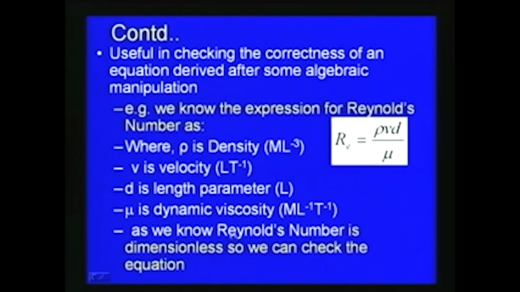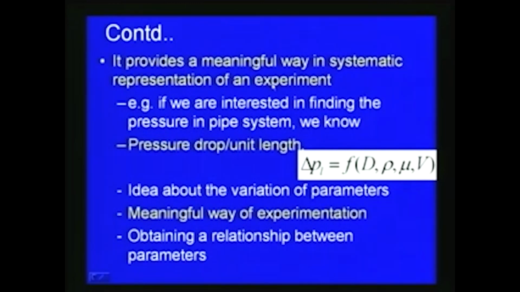So, we can say whether the equation which we have written for the Reynolds number is correct or not by doing the dimensional analysis. And then another important aspect of dimensional analysis is that it provides a meaningful, systematic way of representing an experiment. As I mentioned, we will be doing experiments to analyze various problems or to represent a field problem in the laboratory to do various testing.